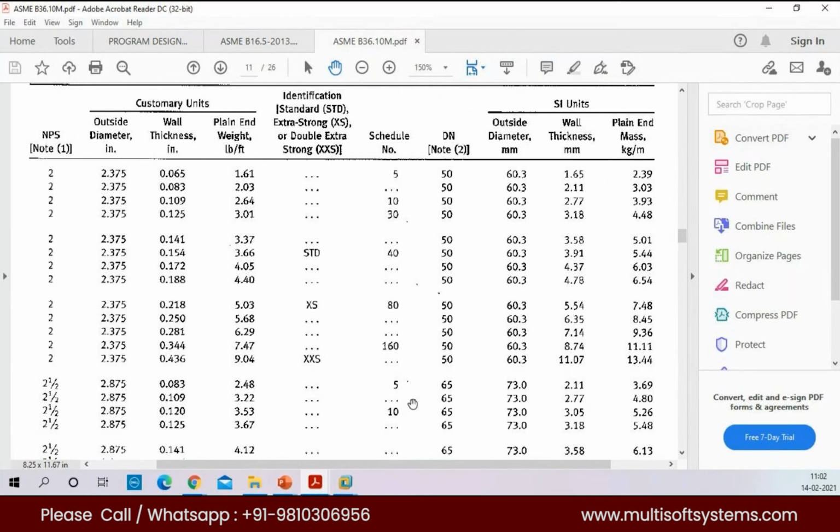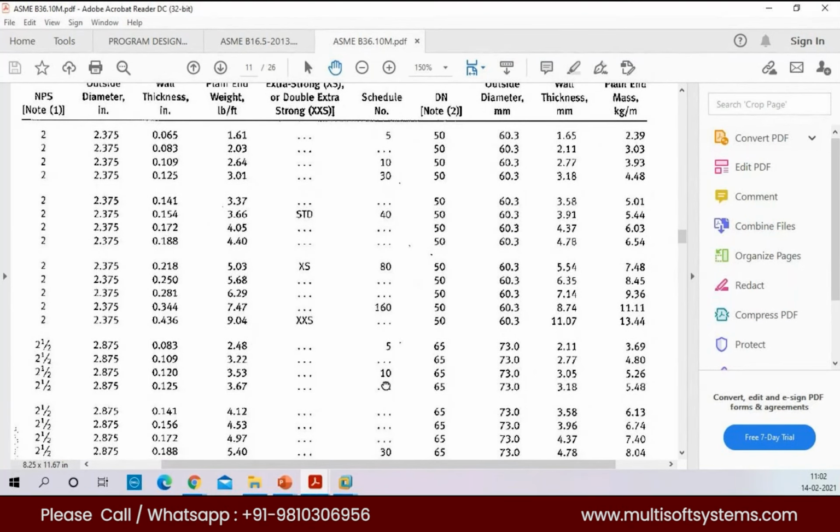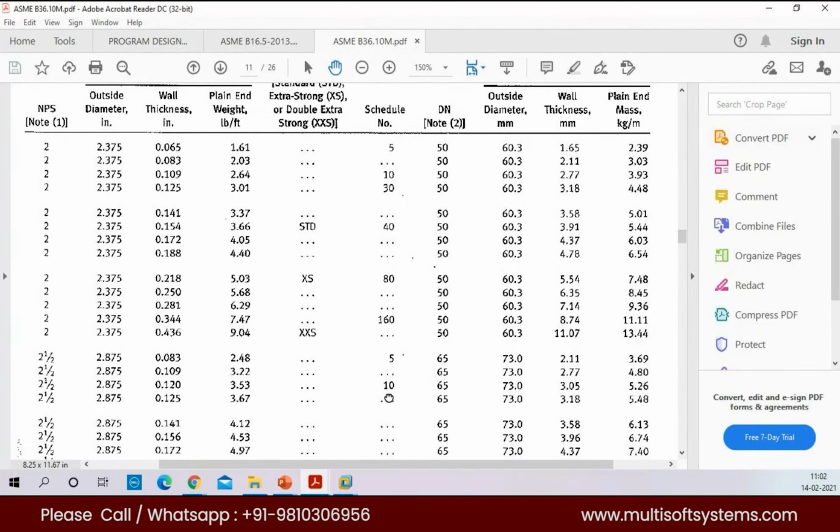Most probably the pipe wall thickness selection has to be taken care of as per the schedule. Based on the pressure, the wall thickness calculation has to be done using the formula available in the code book. What is the code book for the pipe wall thickness calculation for process piping, oil and gas piping? From which code book are we getting that formula? Anyone tell me? B31.3. Yes, B31.3. That is the code book which we are using to get the pipe wall thickness calculation.